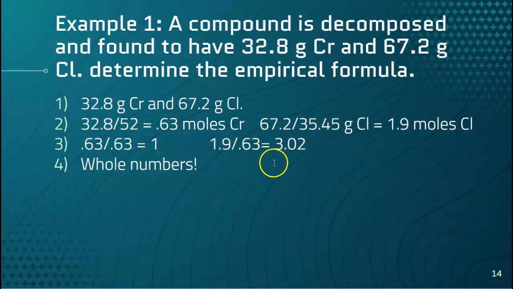Like we would round 3.02 to 3. Okay, so we have 1 and 3. Now I know that for every 1, this 1 goes with my Cr up here, this 1 goes to my chromium, and this 3 goes to my chlorine. So every 1 chromium, I have 3 chlorines. And so that is my formula, 1 chromium and 3 chlorines: Cr, like there's a little invisible 1 there, Cl3.